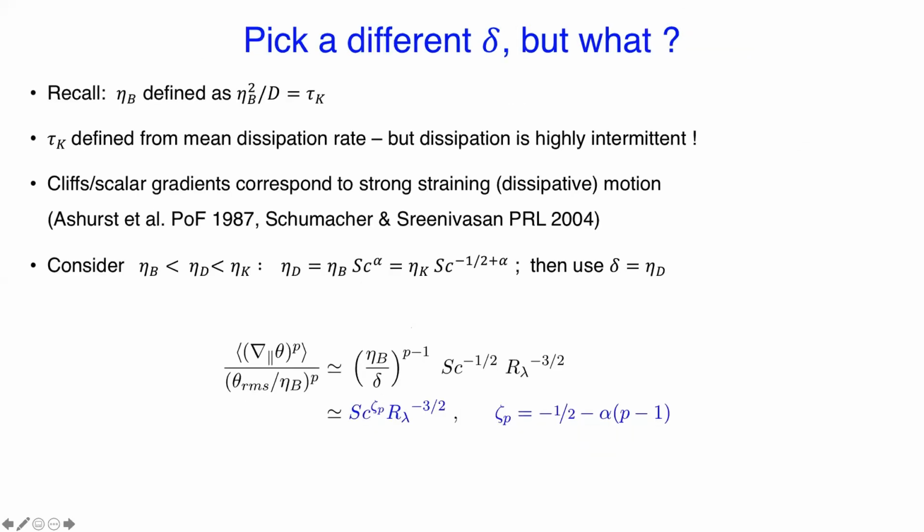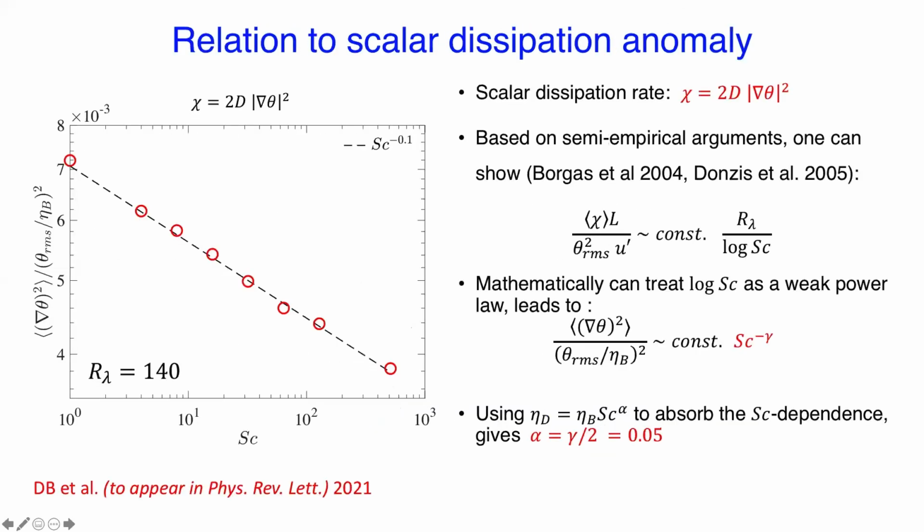So the question basically is now, what is this alpha? In order to evaluate alpha, we recall a very well-known result about the scalar dissipation anomaly, which basically says that if the diffusivity is made small, then the scalar dissipation rate should still be finite, similar to the energy dissipation anomaly. But based on some semi-empirical arguments, it is essentially shown that that is not precisely the case.